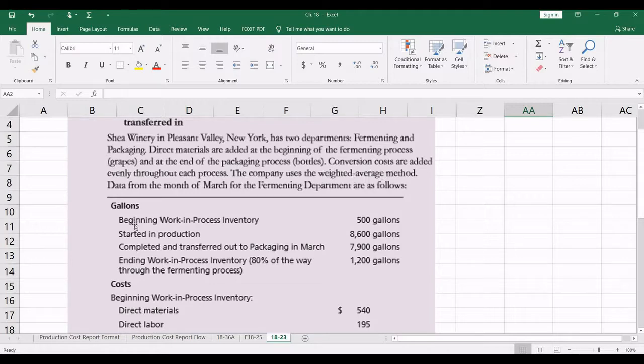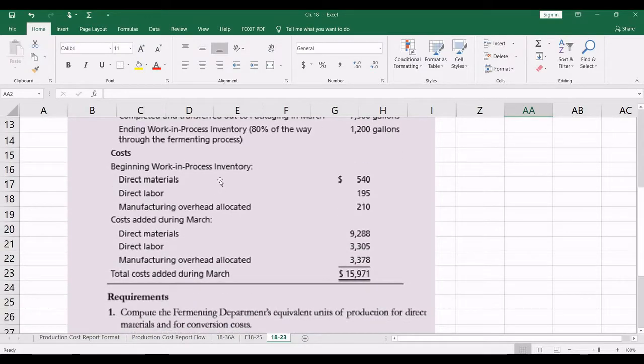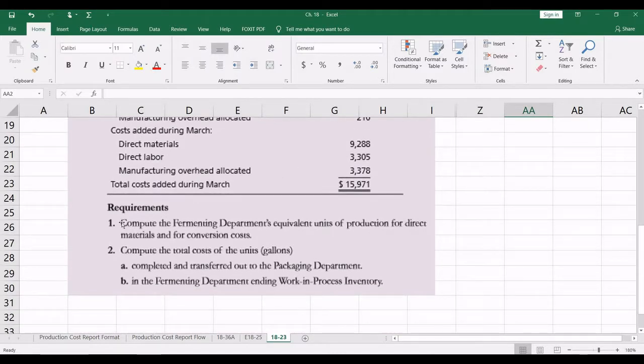All we have to do is make the product cost report. So here's all the data. We'll just look at that. But the first thing we need to do is compute the fermenting department's equivalent units of production for direct materials and for conversion costs. The second thing we have to do is compute total costs of the units. Okay, so rather than do those things separately, I'm just going to create the worksheet like we did in class, because that's probably what we're going to have on the test.